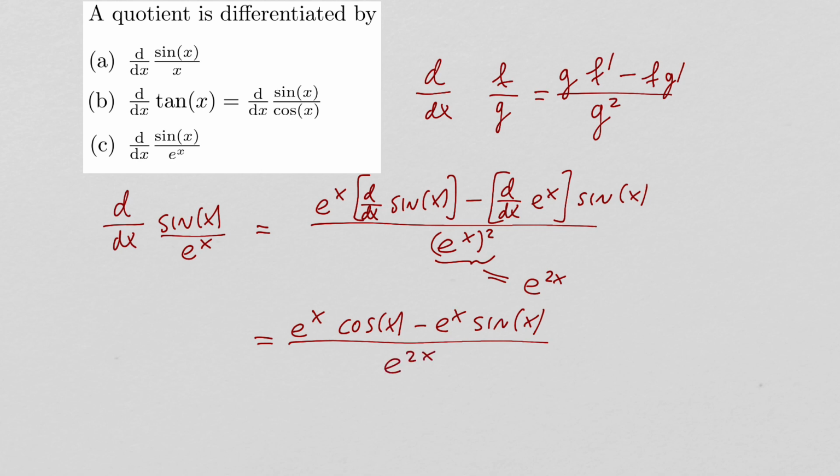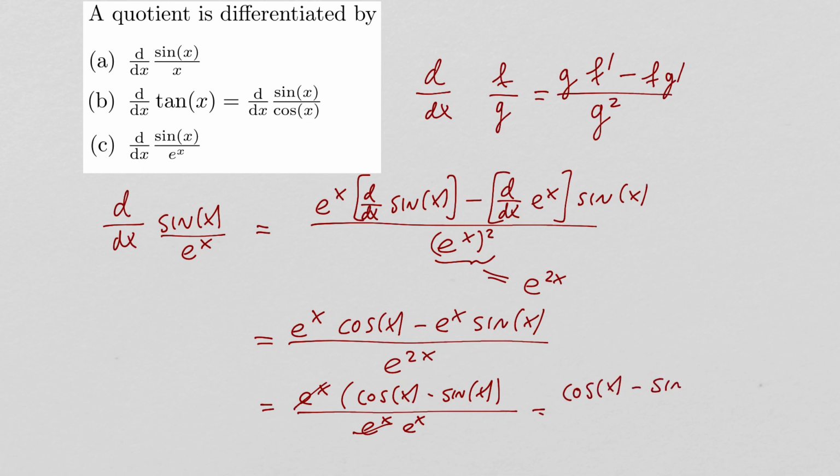It seems that here we can cancel out with e to power x. What would we get? e to power x cancels out, and we get cosine of x minus sine x over e to power x.